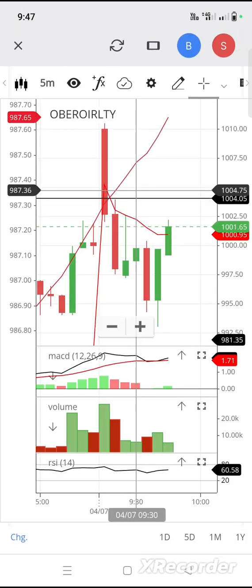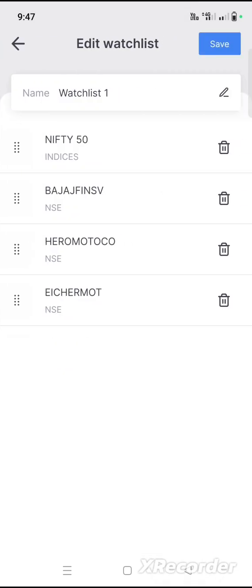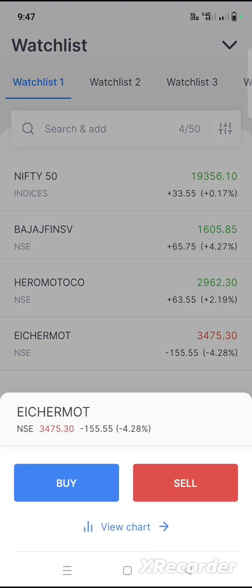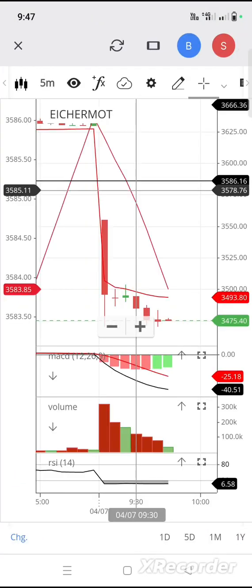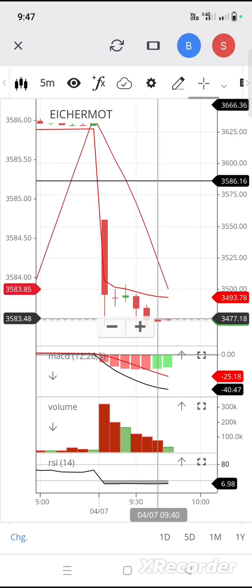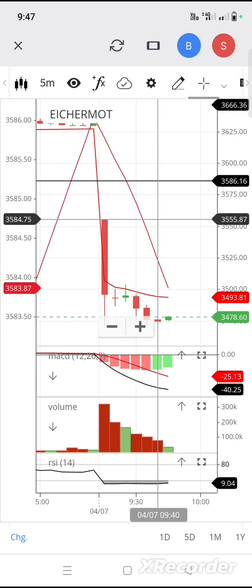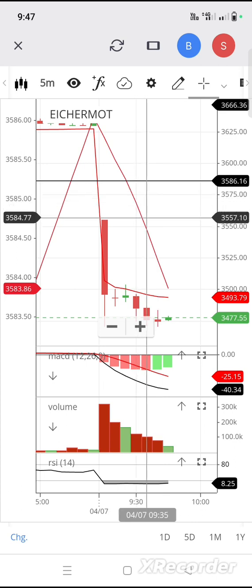So we'll see Oberoi Realty. So it has already filled, so remove this as well. So check for Eicher Motors. So Eicher Motors has opened gap down at 3,555. So it keeps on going. If it turns reverse and breaks here, its open, then we can look for possible trade. So once it comes to here, we'll see, otherwise we'll leave this.